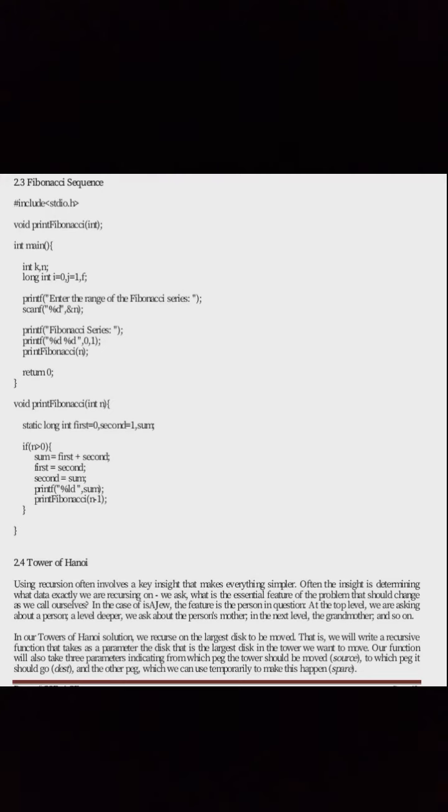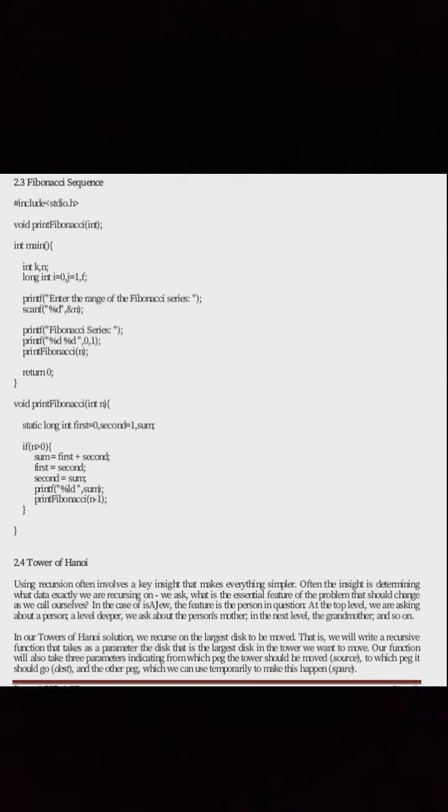Using recursion often involves a key insight that makes everything simpler. Often the insight is determining what data exactly we are recursing on. We ask what is the essential feature of the problem that should change as we call ourselves. In the case of a genealogy question, the feature is the person in question. At the top level we are asking about a person. A level deeper we ask about the person's mother. In the next level the grandmother, and so on.